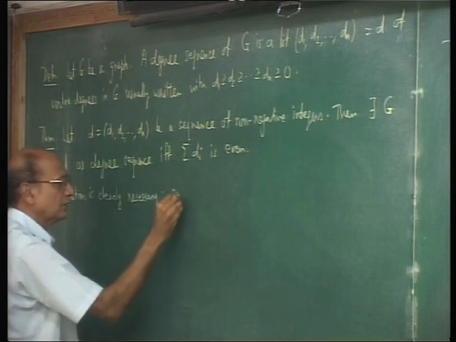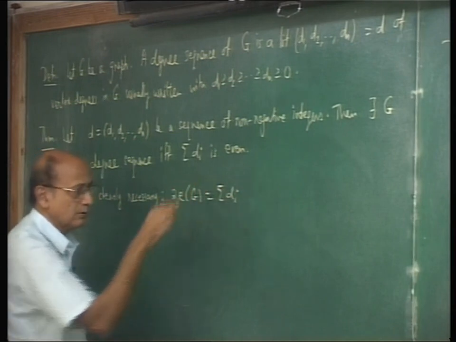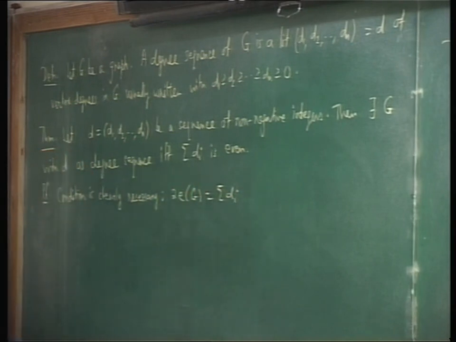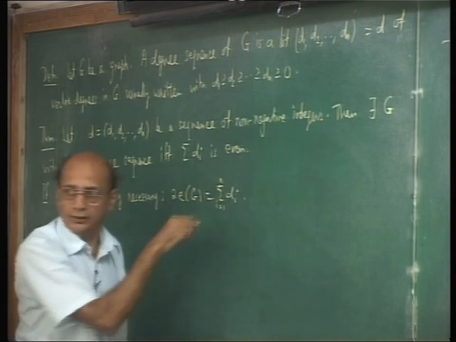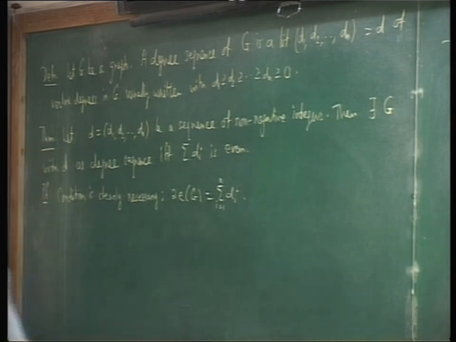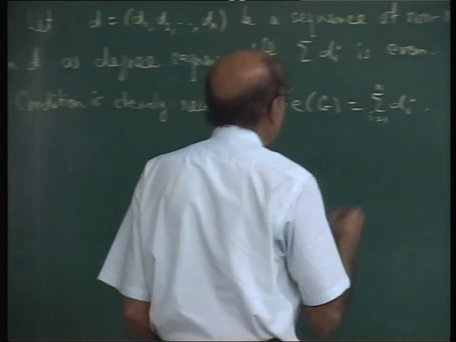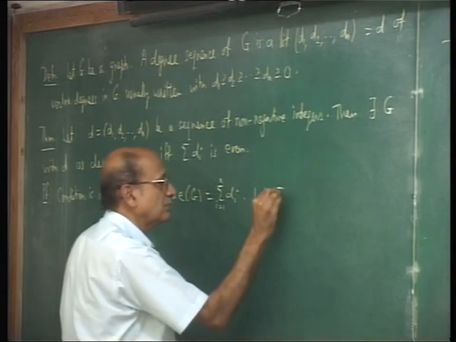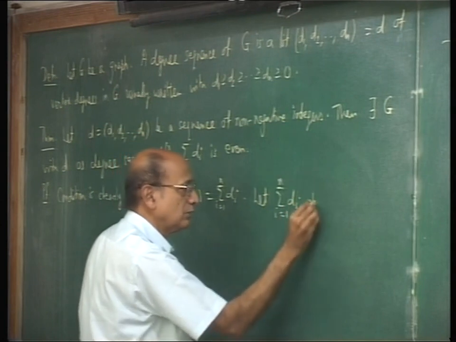Two times the number of edges is equal to the sum of all the degrees. It is also sufficient. Is that okay? Let the sum be even.